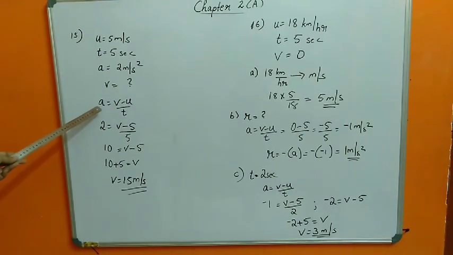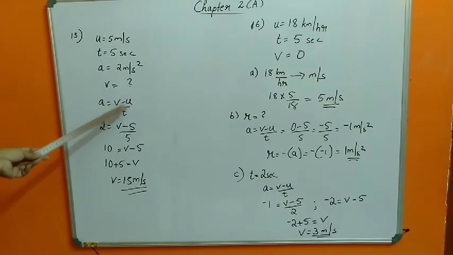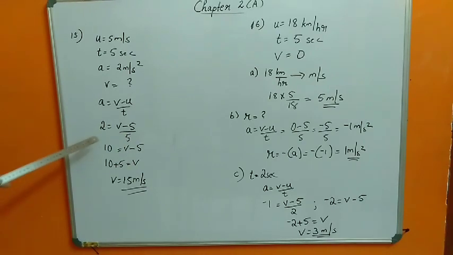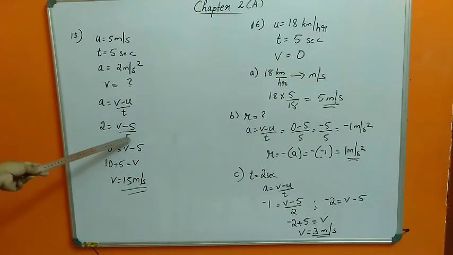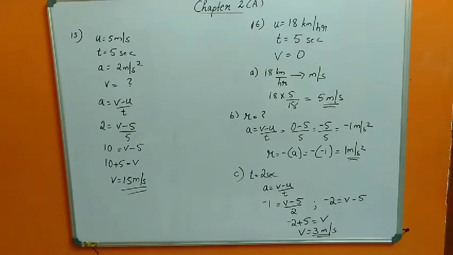We have the formula, acceleration is equal to v minus u by t. So acceleration is given 2. 2 is equal to v minus 5 by 5. We just cross multiply, 5 into 2, 10. 10 is equal to v minus 5. This negative 5, when we go to the LHS side, will become positive 5. So 10 plus 5 equals v. So 10 plus 5 is 15. So v is equal to 15 meter per second.